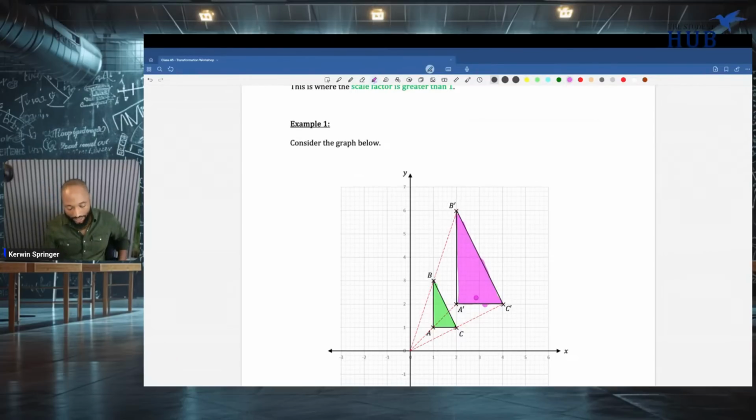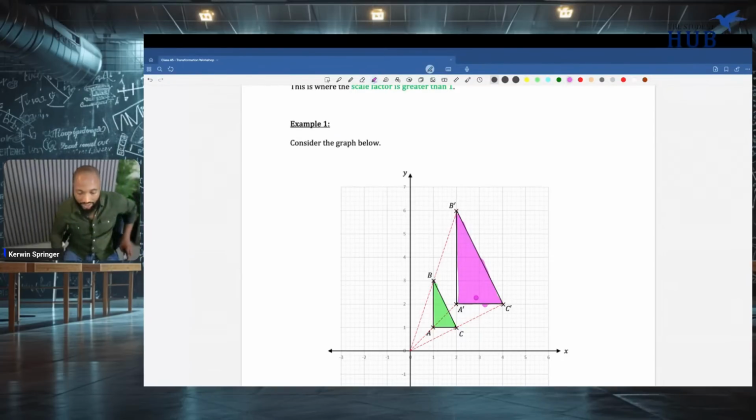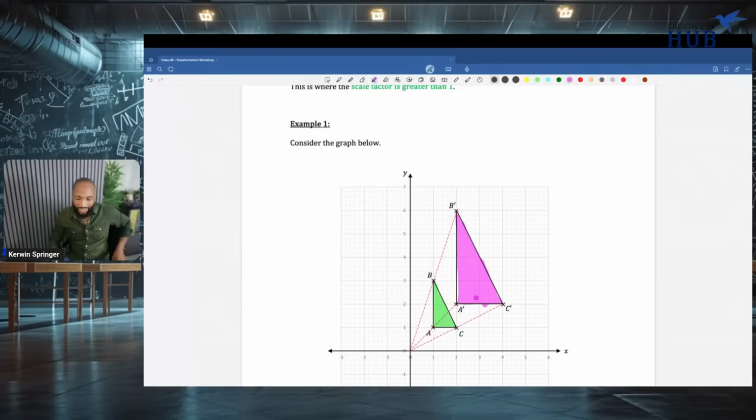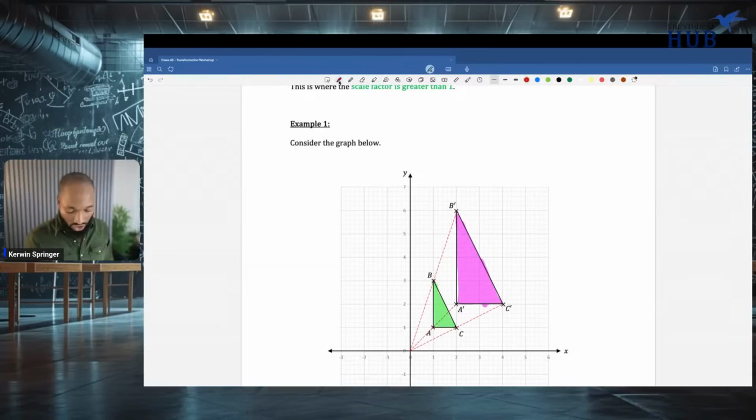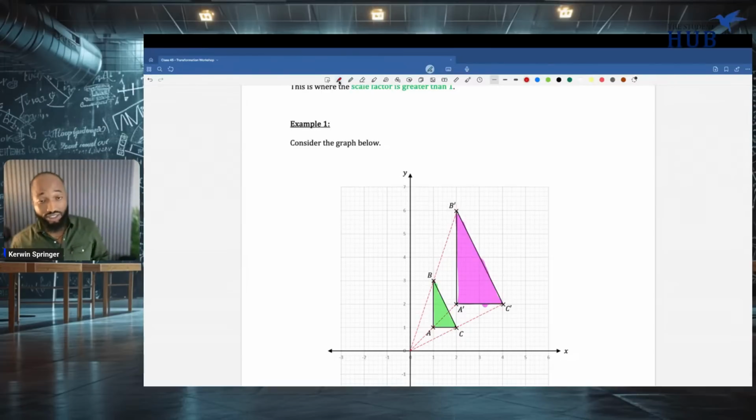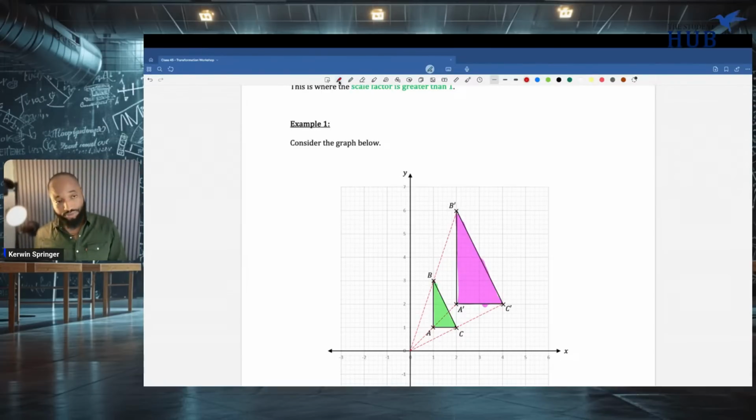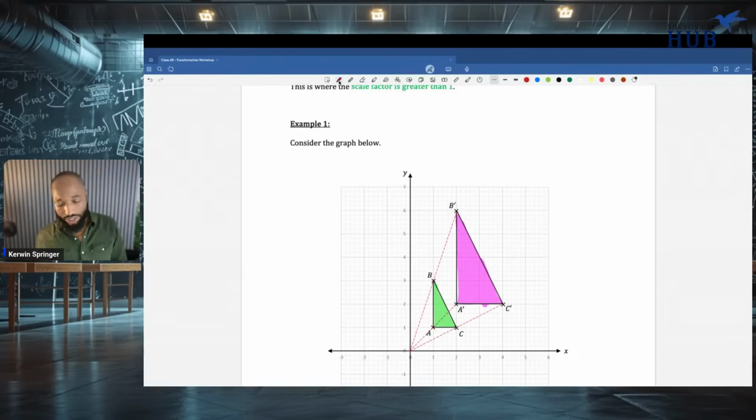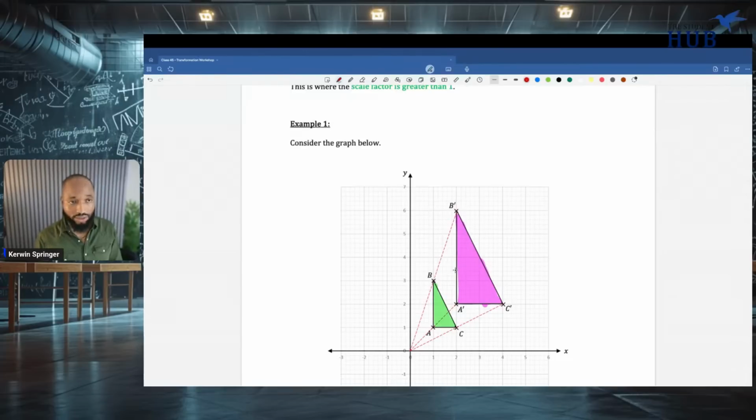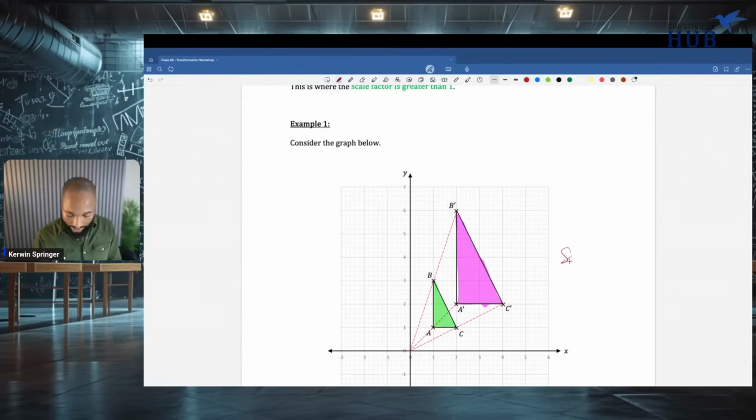Yes, it's 2. Because one side AB looks like about 2, and then A prime B prime looks like 4. You can clearly see this triangle is twice as large in terms of the sides, not the area. The area will be 4 times as big. So pretty cool, right? Understood? You can just use your eyes and see that it's 2.